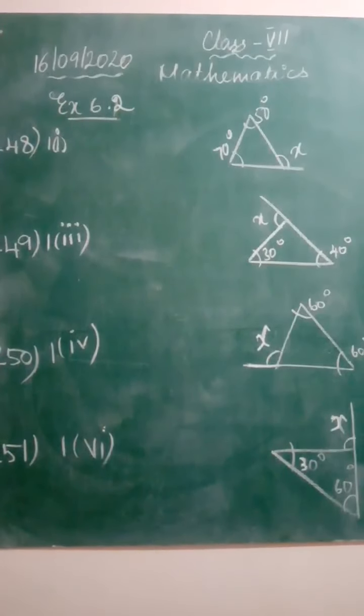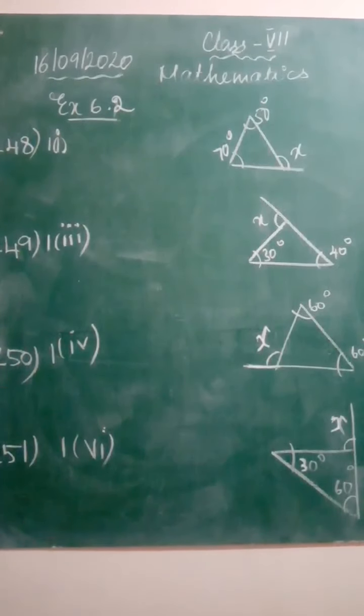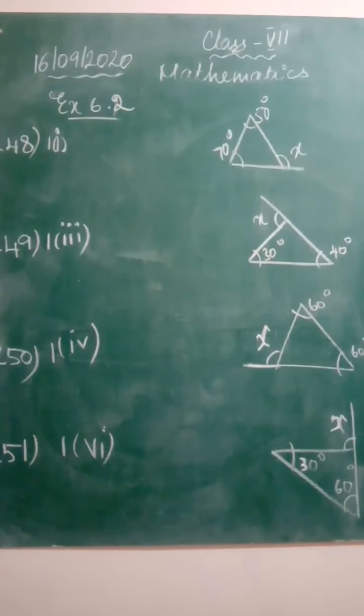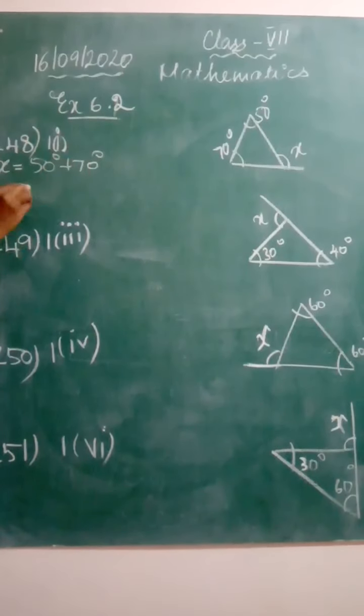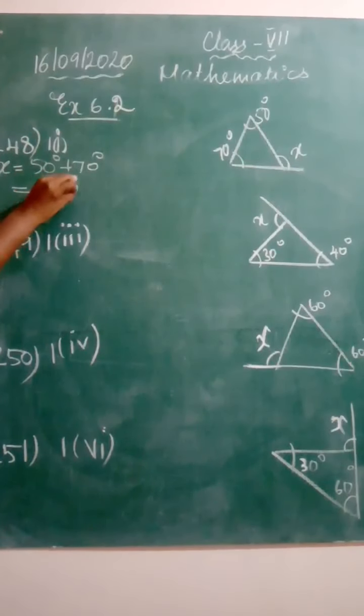Now we will see the answers from exercise 6.2. The first question, we are using the exterior angle property of a triangle here. Okay, so we studied that the exterior angle is equal to the sum of interior opposite angles. So using that property we can solve this sum. So here what will be x? 50 degrees plus 70 degrees, and that is nothing but 120 degrees.